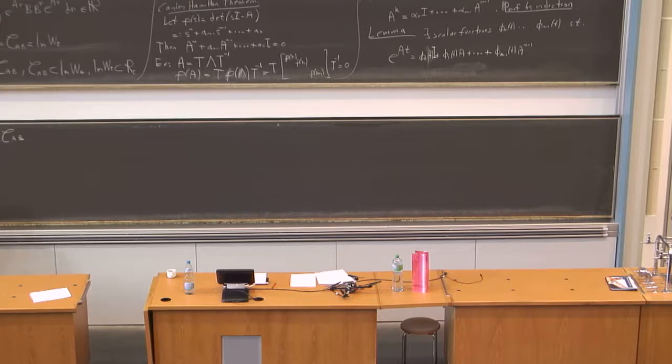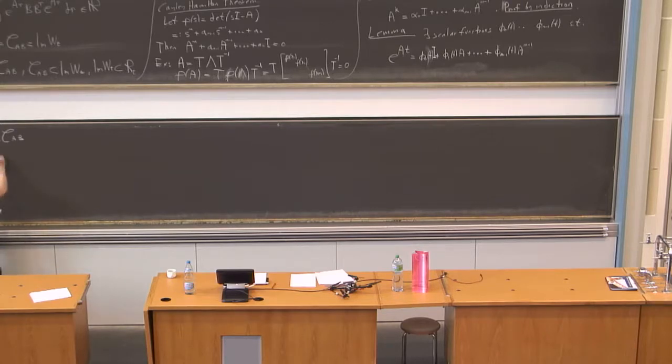So let Xi be an element of this reachable space R_T. So it's a state that we can reach given this time t. What does that mean? There exists a u that will drive us to this state.